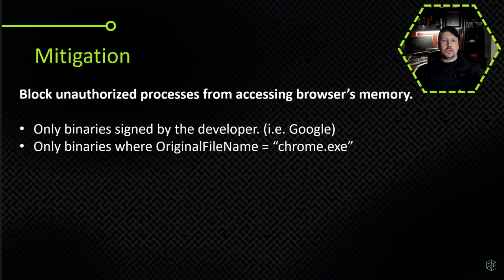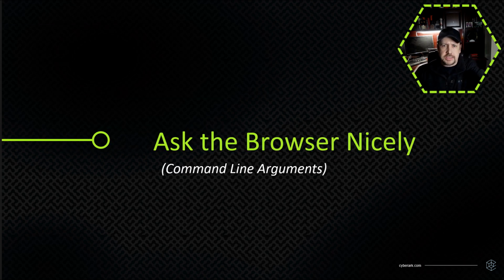Also, you want to make sure that the original file is chrome.exe or msedge.exe. You want to make sure that the malware hasn't been renamed to Chrome to try to circumvent these controls. So that's one of the definite ways to make sure that your memory is protected by only allowing the browser to access that memory. All right, last, and I don't know, this is pretty interesting here. This is by just simply asking the browser in a particular way using command line arguments.